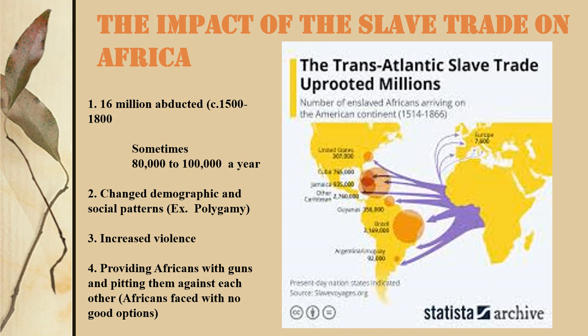It changed demographic and social patterns considerably in Africa. So some family arrangements and marriage, polygamy, things like that, are at least in part a product of the depleted population of Africa from the slave trade. Increased violence.